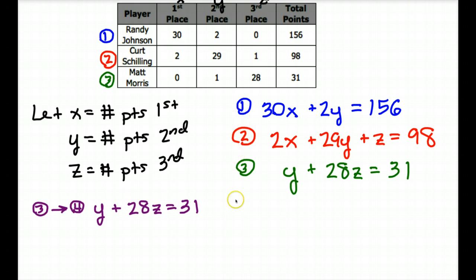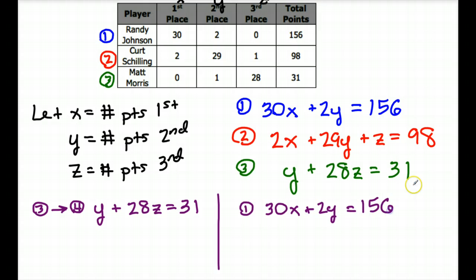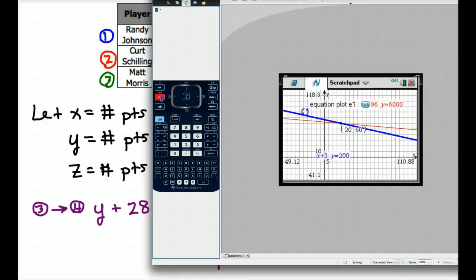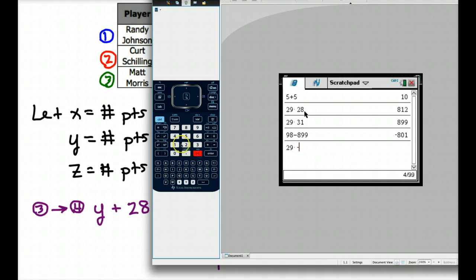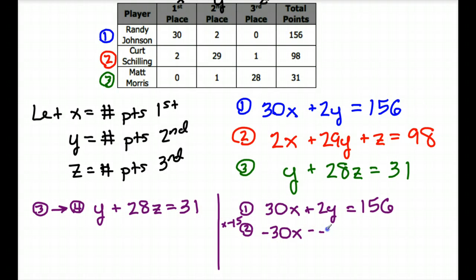So I'm going to take equations 1 and 2. I'll recopy equation 1, 30x plus 2y equals 156. And then equation 2, I'm going to multiply by negative 15, and that's going to give me a negative 30x on equation 2, and that's going to eliminate my x. So negative 30x. Then I'm going to have minus, I have a 29y here. If I take 29 times negative 15, that gives me a negative 435. So I'll have minus 435y.